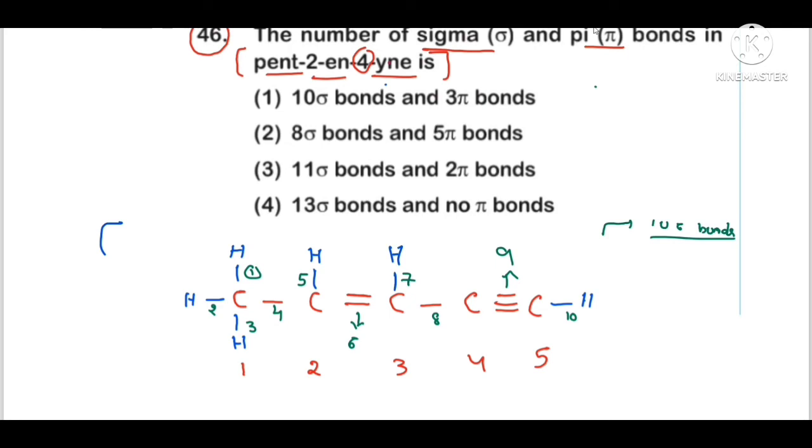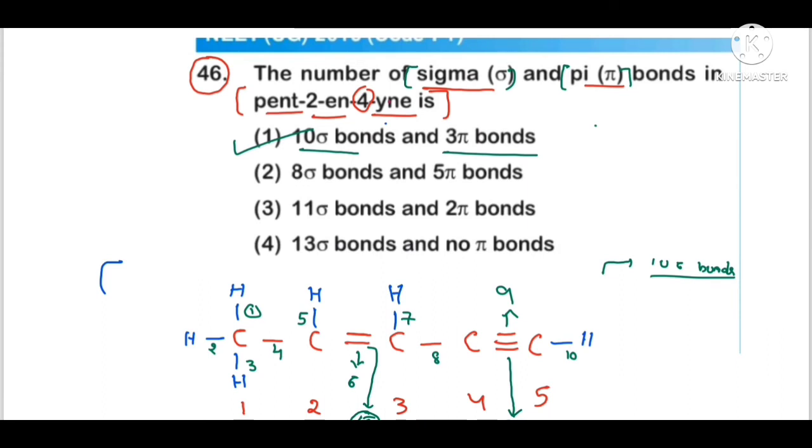Now let us calculate the number of pi bonds. Here, a double bond is present. In a double bond, one pi bond is also present. Here, a triple bond is present. In a triple bond, we know that two pi bonds are present. So total 1 plus 2, 3 pi bonds are present in the given molecule. Now let us verify the given options. Here 10 sigma bonds and 3 pi bonds. So our answer is option 1, that is our correct answer.